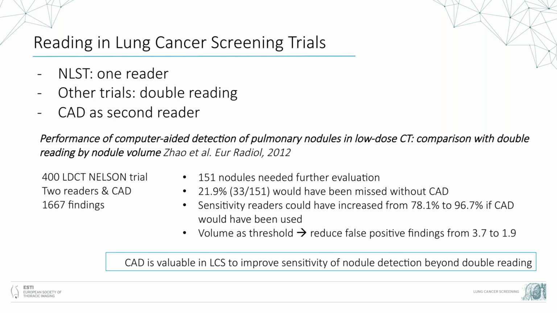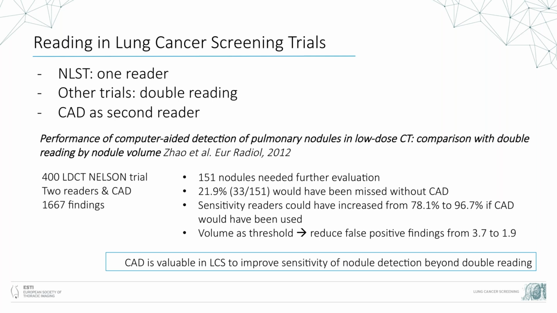In a study from the NELSON group from 2012, published in European Radiology, they looked into 400 CTs, and they showed that 22% of nodules would have been missed without CAD, and that the sensitivity of the readers could have increased from 78 to almost 97% if CAD would have been used. They also showed that if the volume was set as a threshold for the CAD system, so volume as threshold and not size, the false positive findings were also reduced from 3.7 to 1.9.